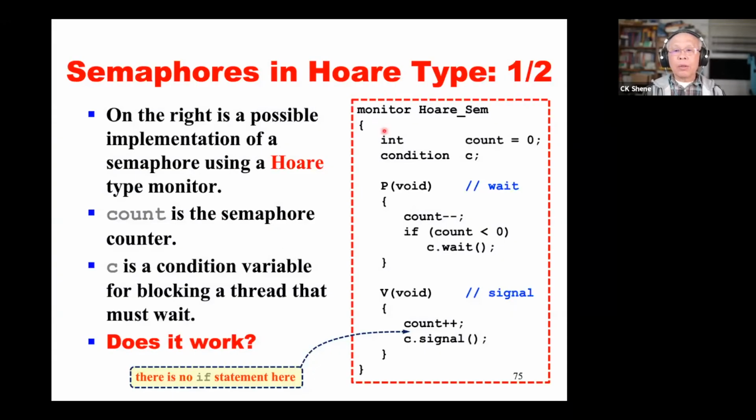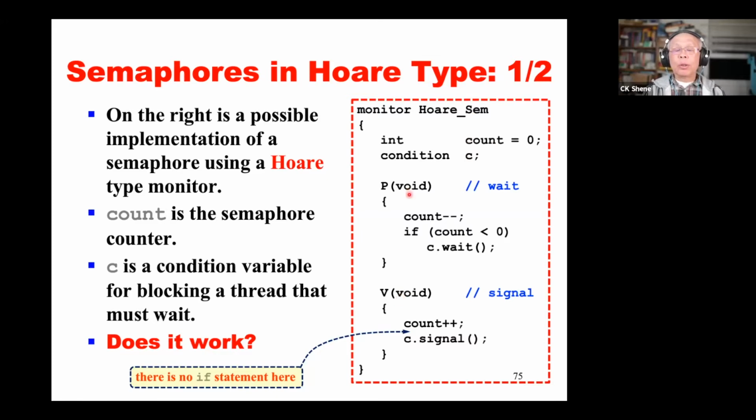Now look at this one. Always remember we use a Hoare monitor. So we define a monitor we call the Hoare semaphore. Recall the definition of a semaphore. We need a counter initially with 0. And we need something to block the callers, so we use a condition variable. And we have two functions, P and V. P means wait, V means signal.